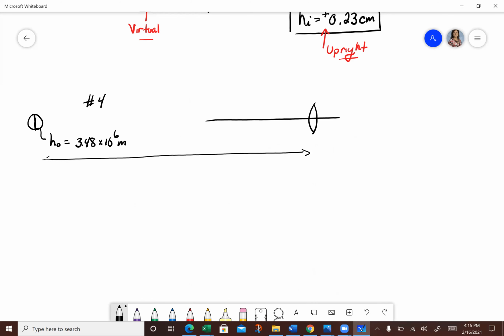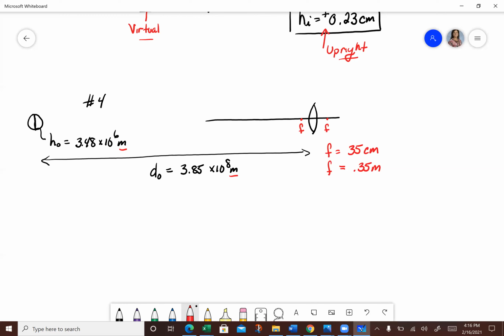So the distance, the average radius of the moon's orbit. It says its mean distance from the Earth, the average distance, that would be our DO, is 3.85 times 10 to the 8th meters. Well, you can imagine for this little lens right here, that focal length seems really, really small. And that focal length is 35 centimeters. If those are in meters, I should change that to meters as well. So 0.35 meters is our focal length.